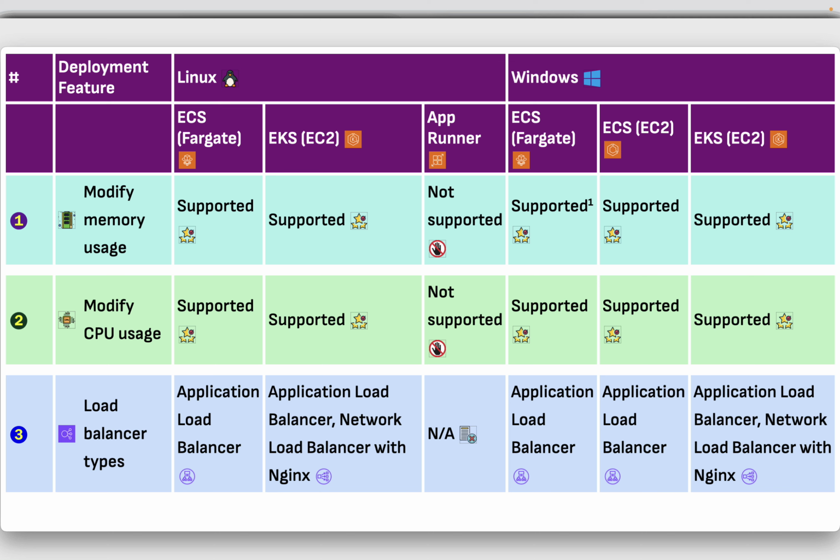Load balancer types. So what load balancer types are available? For ECS, application load balancer. For EKS, you have application load balancer available, network load balancer with Nginx. For App Runner, there is no support for any load balancer. And for Windows based deployments, application load balancer is supported. And for EKS, you have support for application load balancer, network load balancer with Nginx.